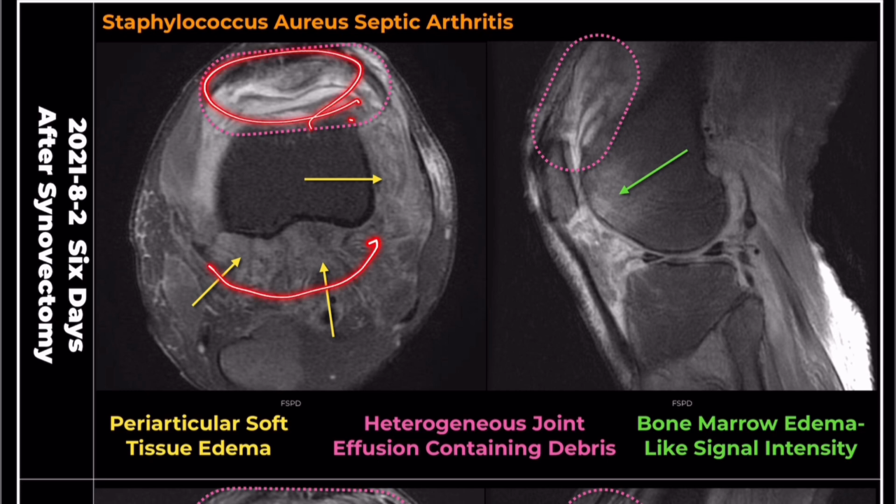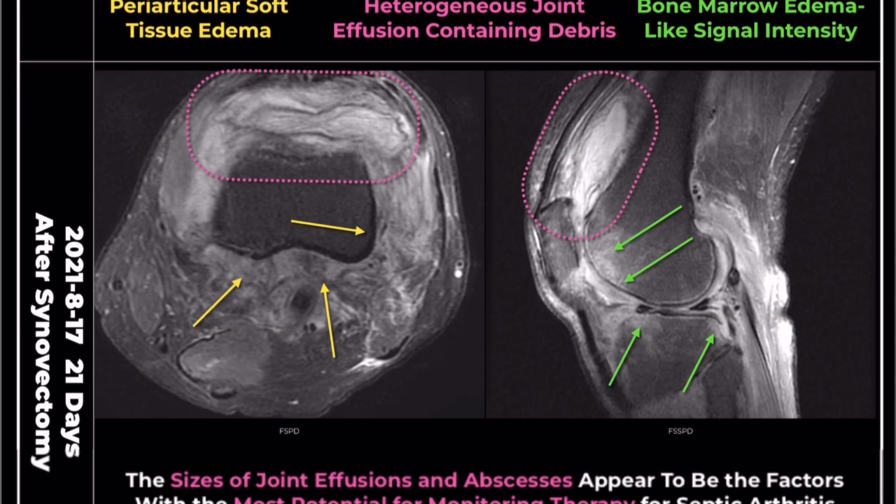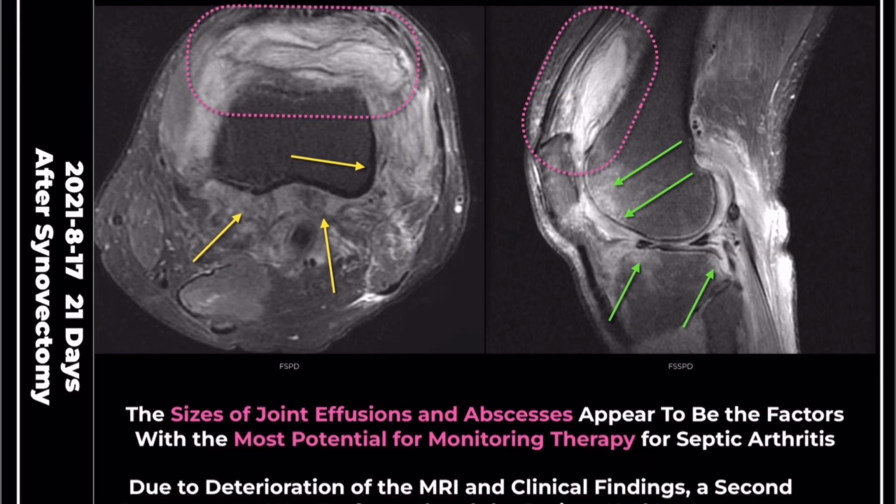Periarticular soft tissue edema. Heterogeneous joint effusion containing debris. Bone marrow edema-like signal intensity. Now, let's move on to the MRI performed 21 days after the synovectomy.